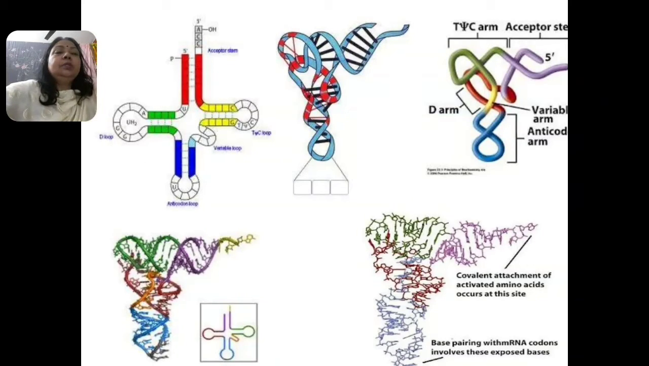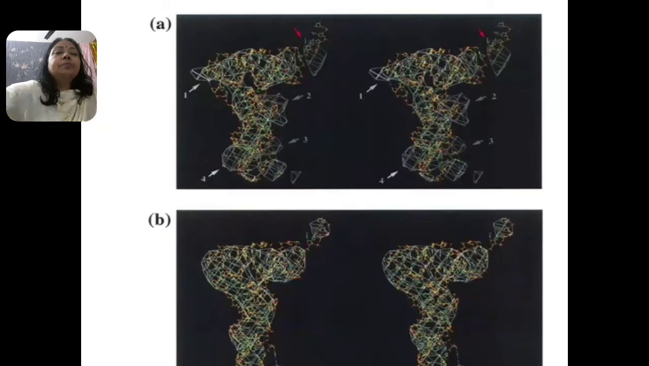You can see in this picture the clover leaf structure of transfer RNA. This is the picture taken by a microbiologist with the help of an electron microscope of transfer RNA.